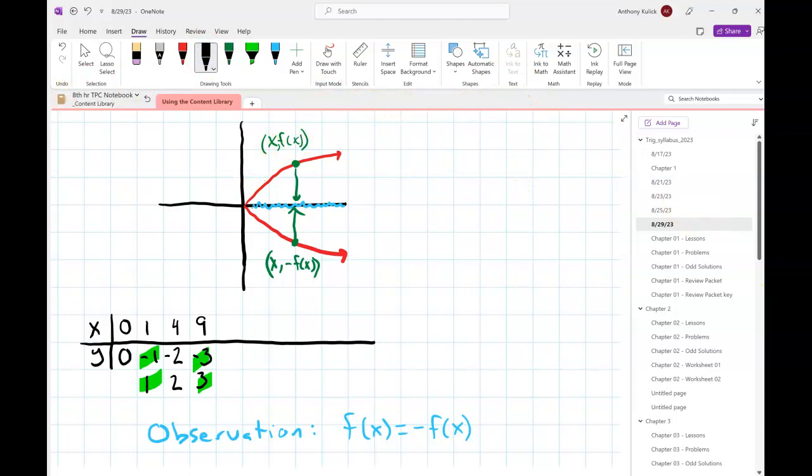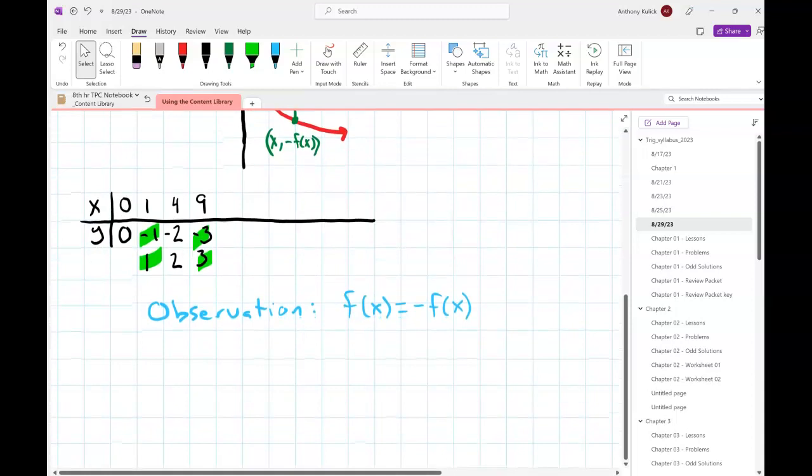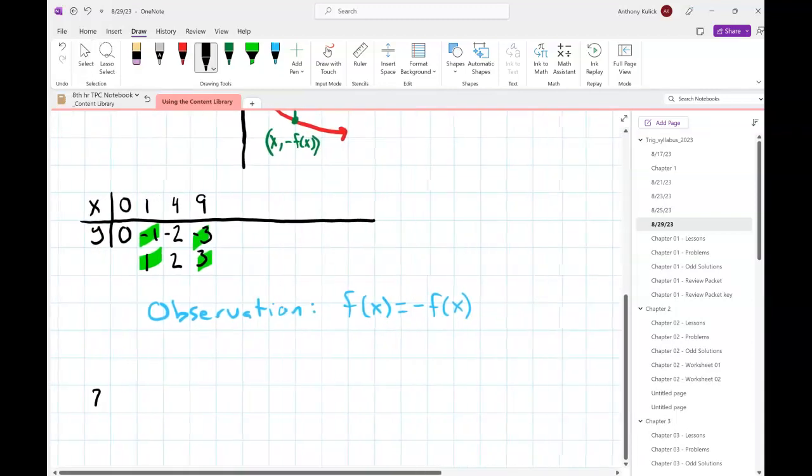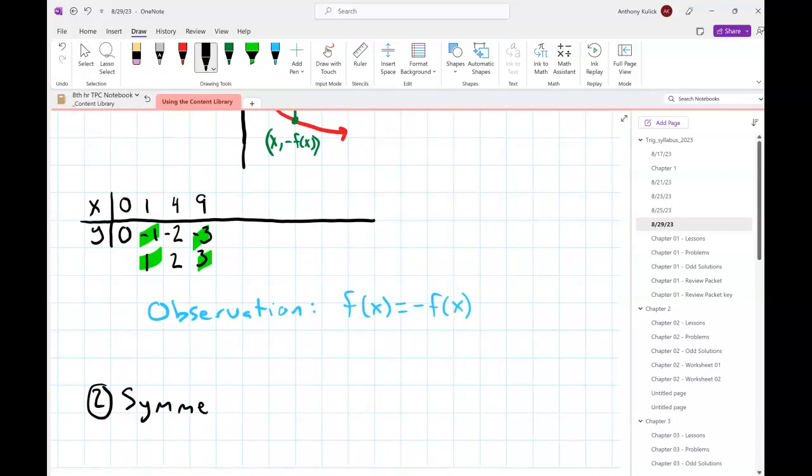The next type of symmetry we're going to talk about is symmetry with respect to, anybody with a guess? No guesses? We just talked about with respect to the x-axis. Y-axis is next. Yes, sir. Yeah, if you got it, just shout it out. That's okay.